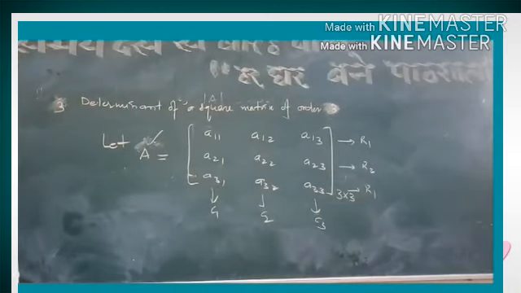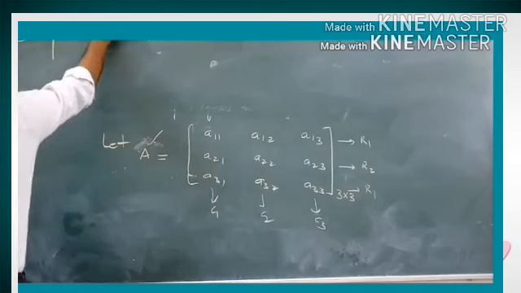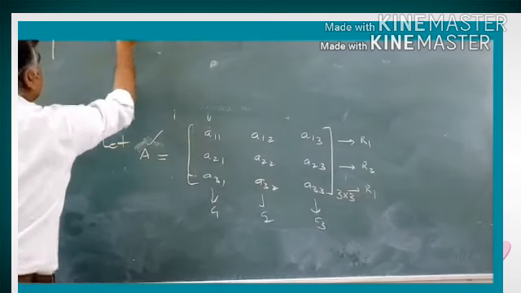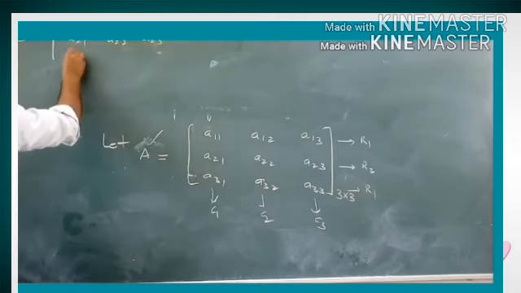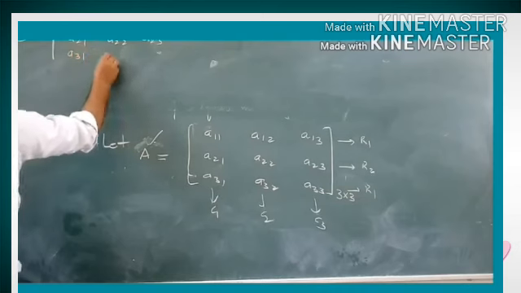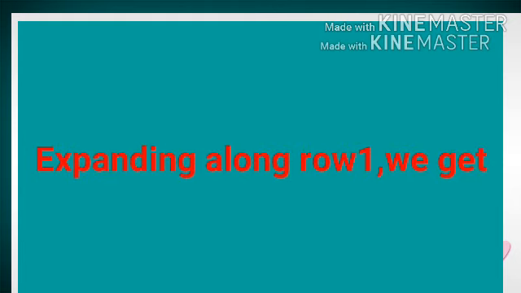Let us try to find the value of the determinant of this square matrix expanding along R1. Now, determinant of A is equal to the determinant of [a11 a12 a13; a21 a22 a23; a31 a32 a33]. Expanding along R1, we get.